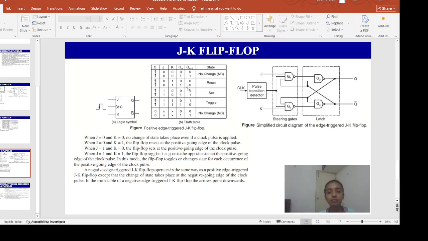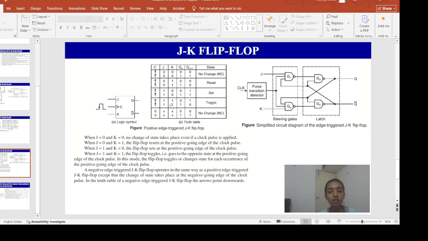So it will reset at the positive going edge of the clock pulse. When J is 1 and K is 0, Qn plus 1 will follow the state of J. So J is 1, Qn plus 1 will be 1. The flip-flop sets at the positive going edge of the clock pulse.